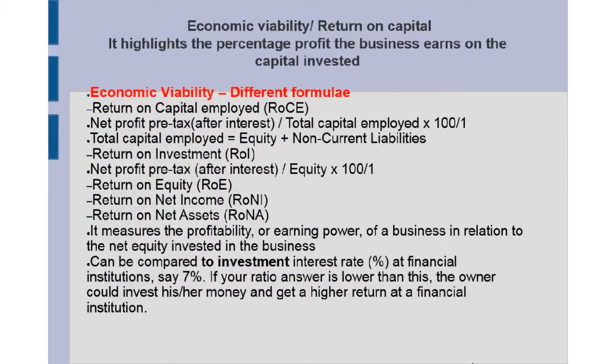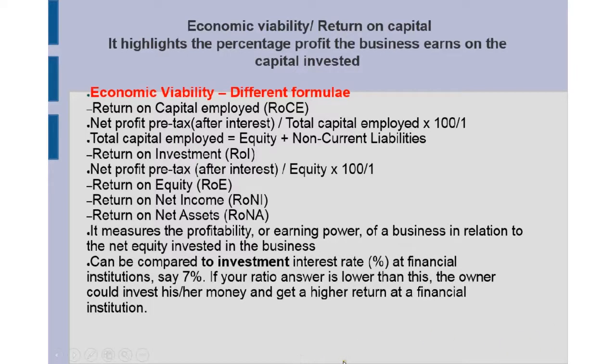Right, the economic viability or return on capital calculations. In your textbooks, we've got different formulae for the same thing. We have the ROCE, return on capital employed, and that formula will then be net profit before tax but after interest divided by the total capital employed. Total capital employed then being the equity plus the non-current liabilities. And to get the percent, we multiply that by 100 over 1.